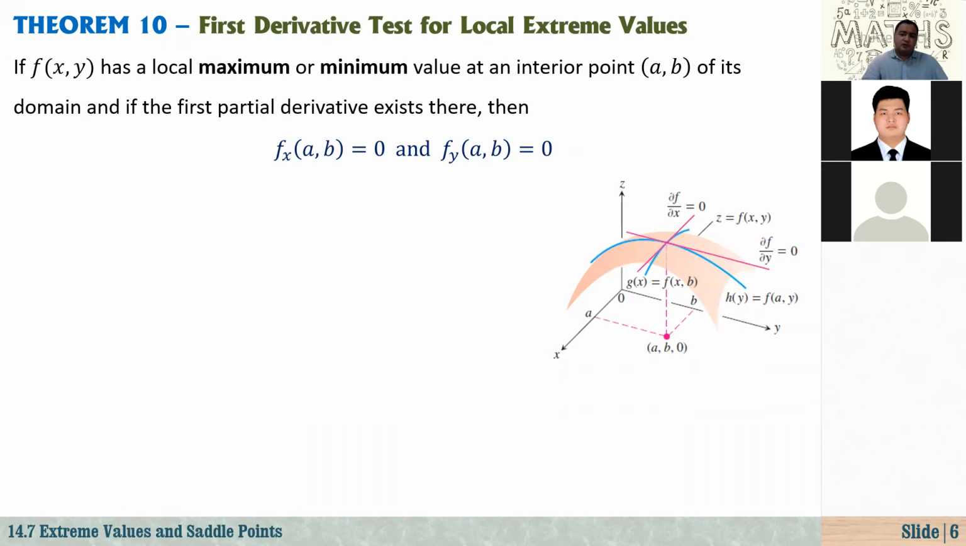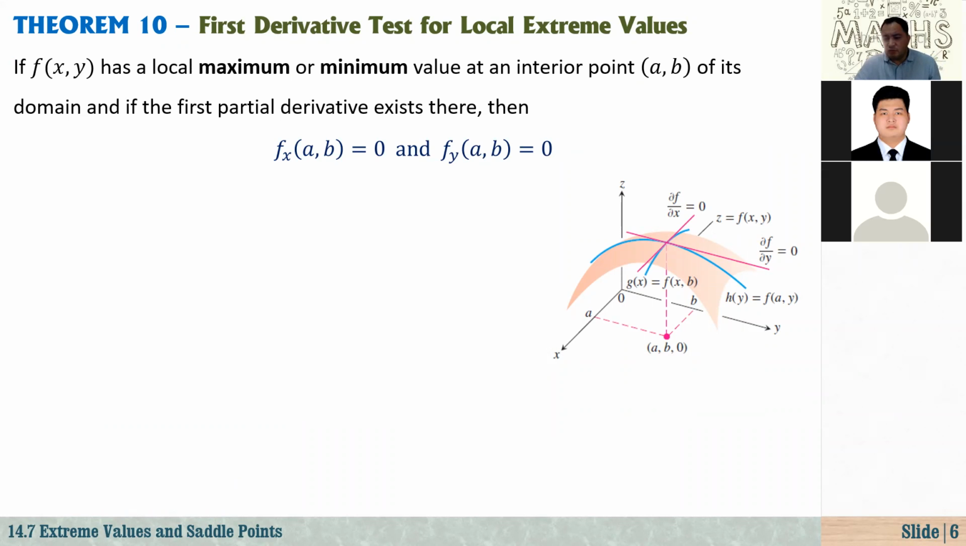First derivative test for local extreme values. The first derivative test also exists for a single variable function. If you remember, if you are given f of x, and it has a local maximum or minimum value at an interior point A of its domain, then the first derivative of the function is equal to 0. This gives us the critical points of the function in the interval.